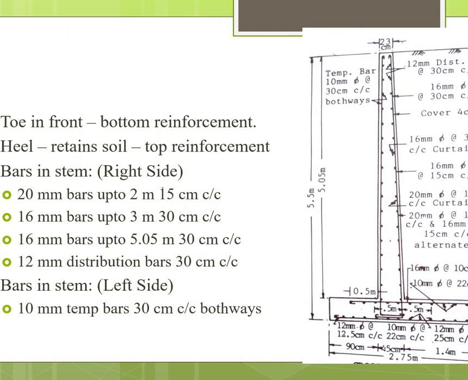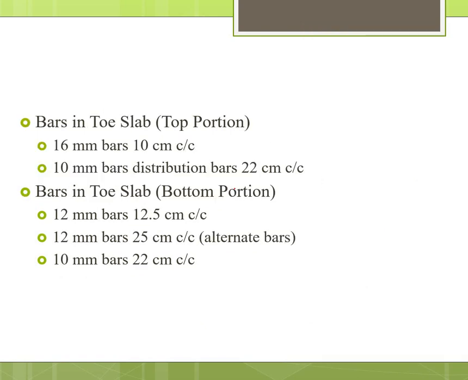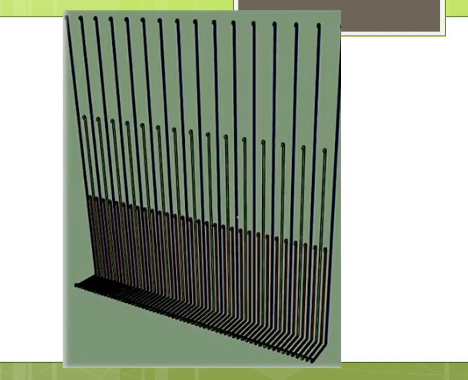We have already discussed the bars in the stem right side, the bars in the stem left side, and in the toe slab, what all bars are there, and the top and the bottom also. I already showed you a figure where the rods were curtailed in the back side elevation. This is the 30-meter length. Your rods are being curtailed at three different heights. This was at 2 meters, this was at 3 meters, and this height is your 5.5 meters.